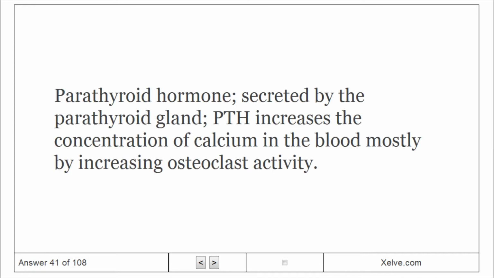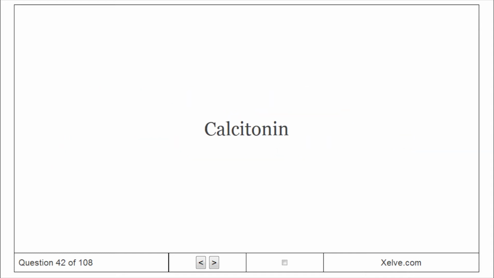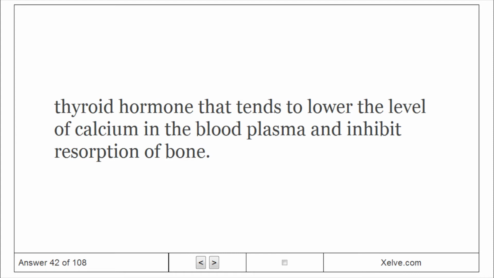PTH: parathyroid hormone, secreted by the parathyroid gland. PTH increases the concentration of calcium in the blood mostly by increasing osteoclast activity. Calcitonin: a thyroid hormone that tends to lower the level of calcium in the blood plasma and inhibit resorption of bone.